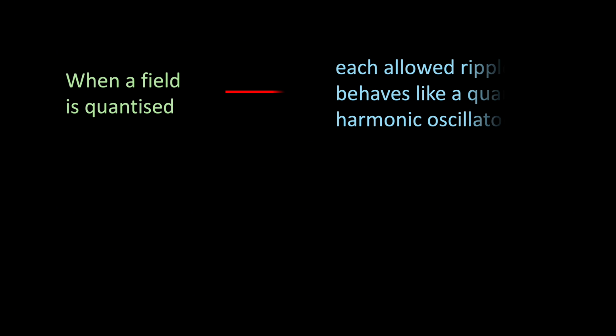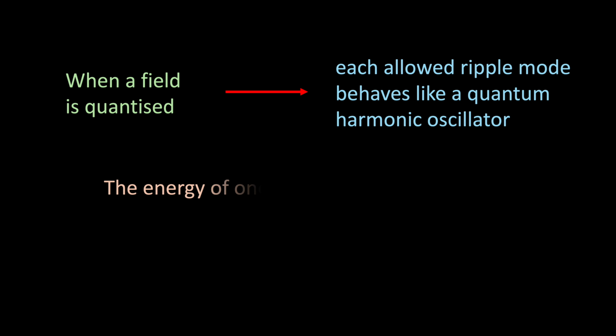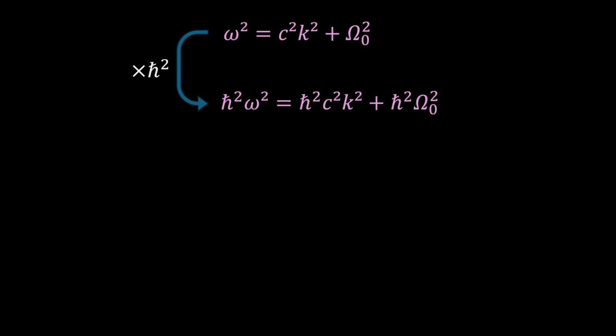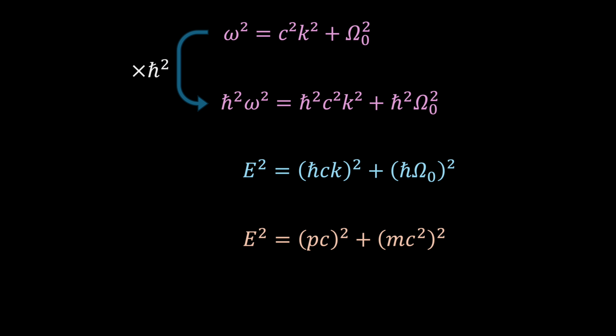The critical link is that when a field is quantized, each allowed ripple mode behaves like a quantum harmonic oscillator, and the energy of one quantum of vibration is equal to h bar omega. So if we take the modified dispersion relation and multiply through by h bar squared, we obtain the following expression, and then using the fact that E equals h bar omega, we can write this in a form that looks structurally similar to the Einstein energy-momentum relation.